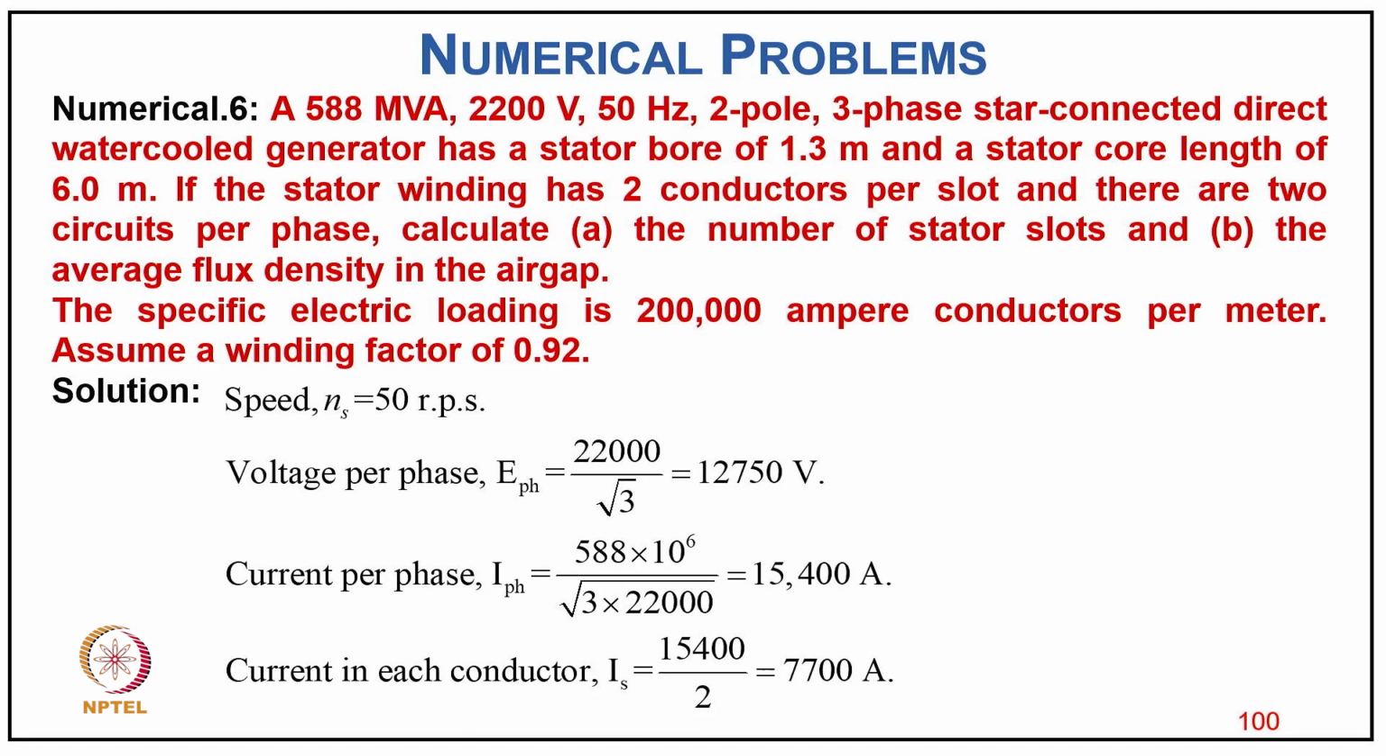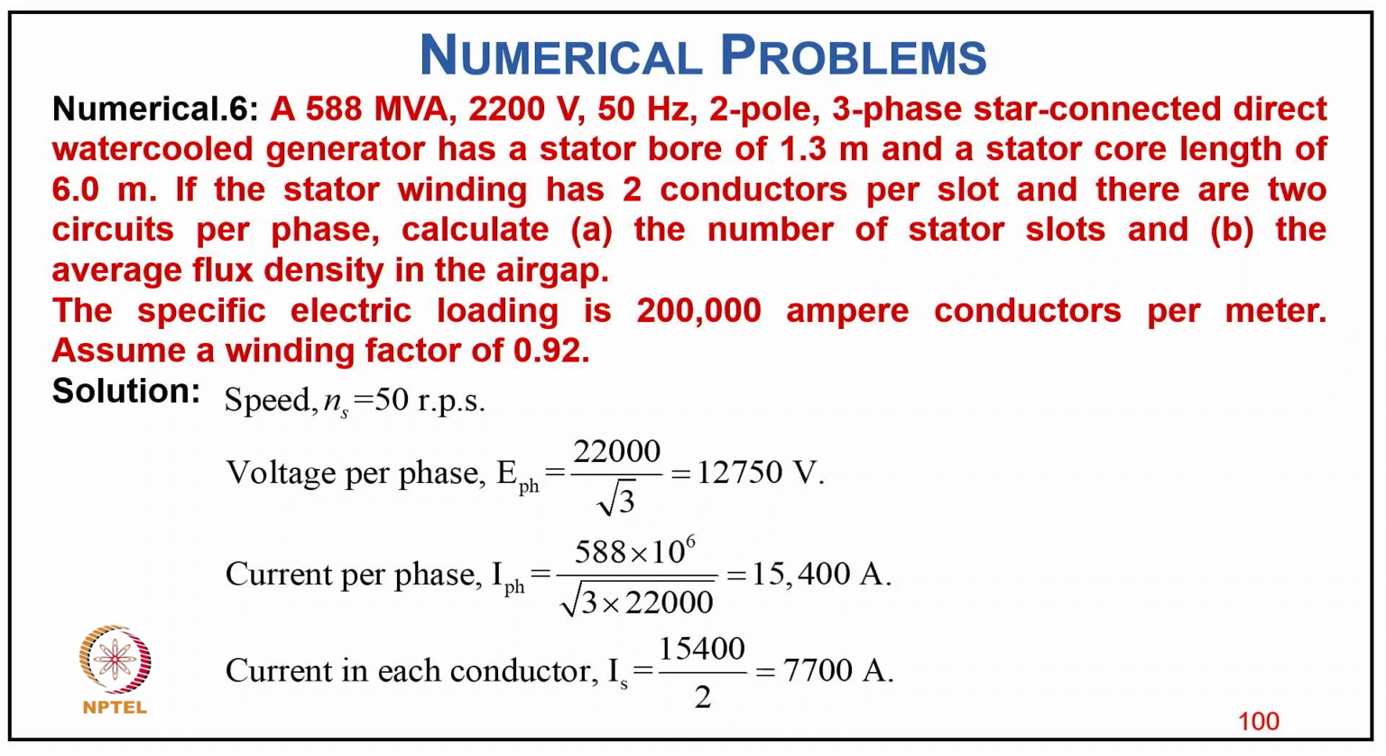Now numerical problem 6. A 588 MVA 2200 volt 50 hertz 2 pole 3 phase star connected direct water cooled generator has the stator bore of 1.3 meter and stator core length of 0.6 meter. The stator winding has 2 conductors per slot, and there are 2 circuits per phase. Calculate the number of stator slots and the average flux density in the air gap. The specific electric loading is 200,000 ampere conductors per meter, and assume a winding factor of 0.92.